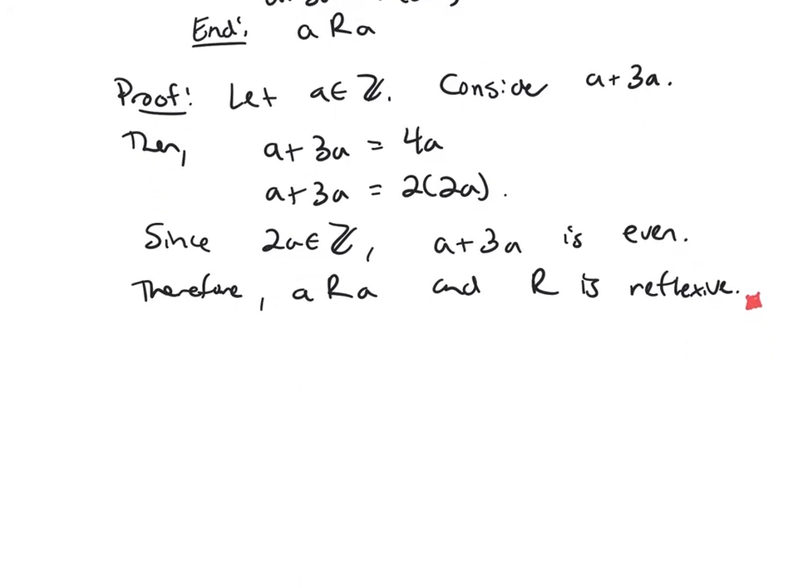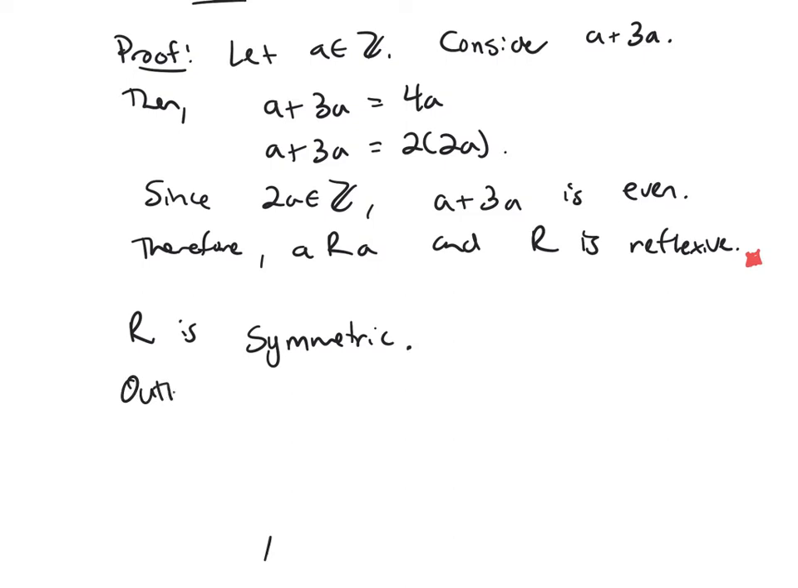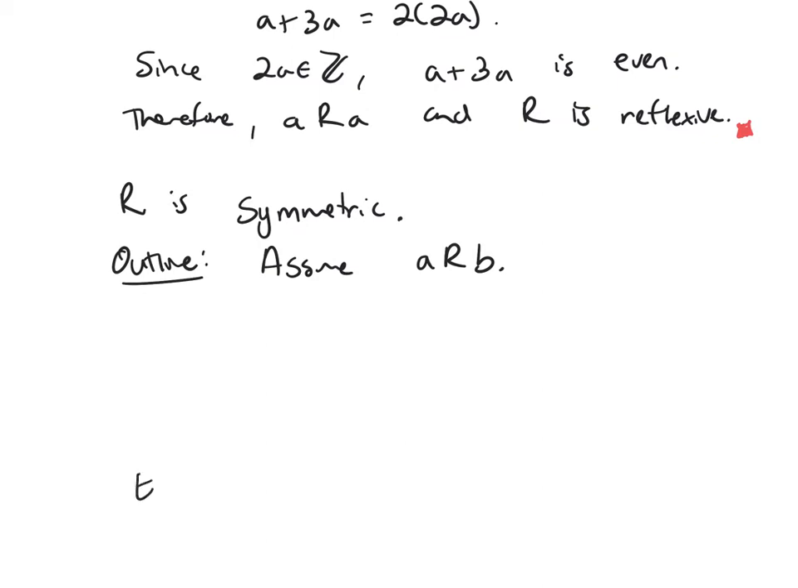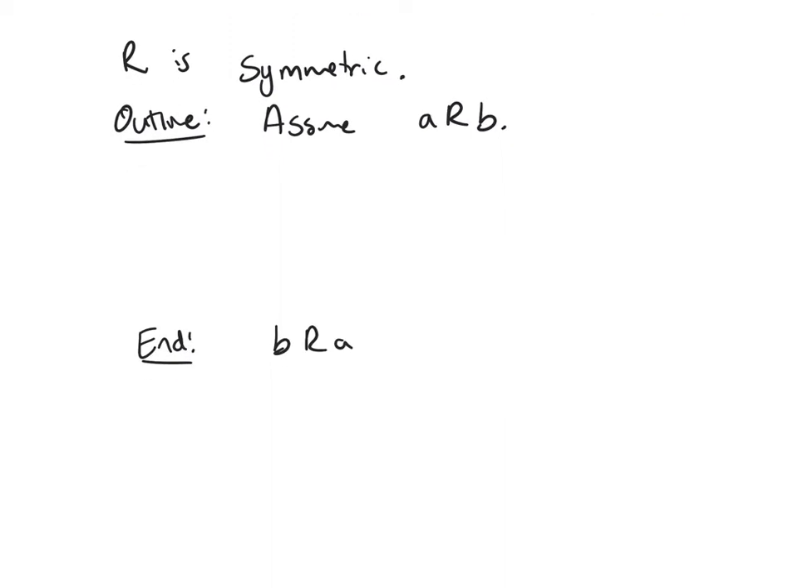Now let's prove R is symmetric. So again, we're going to start with our outline. We're going to assume that A is related to B. That's the start, and then the end of our proof will be that B is related to A. I'm probably going to need a little bit more room here. What does it mean for B to be related to A?